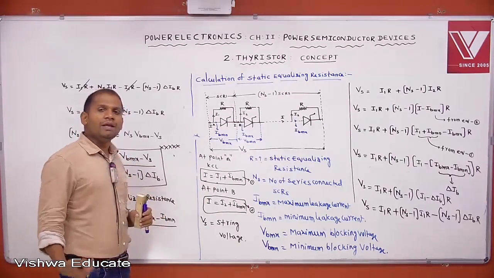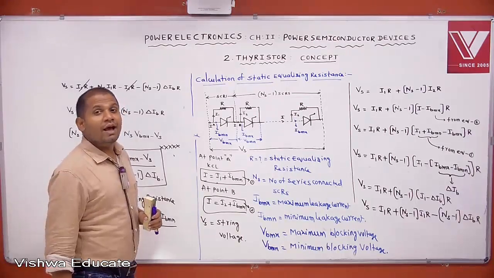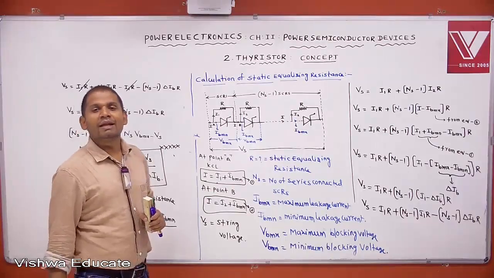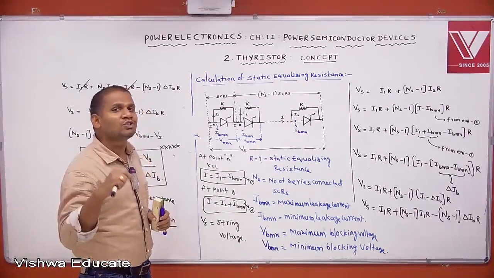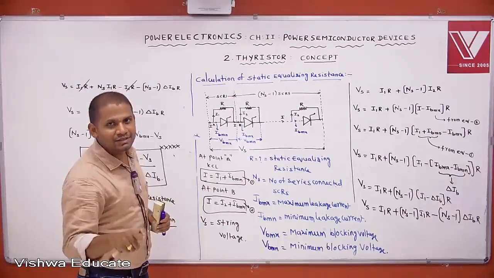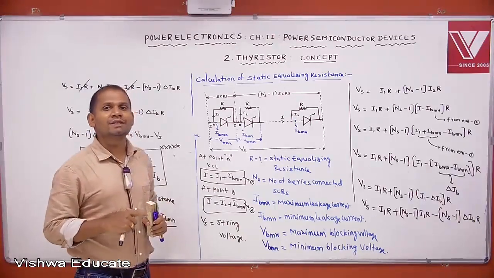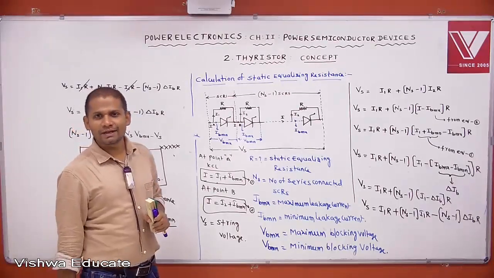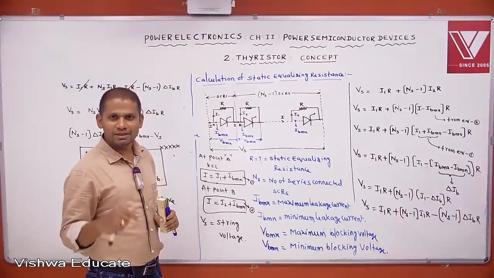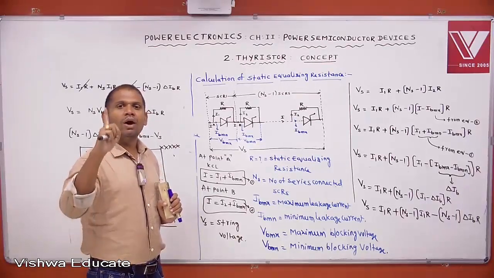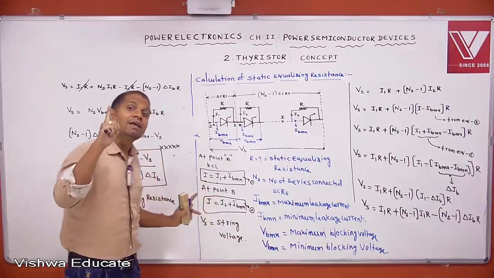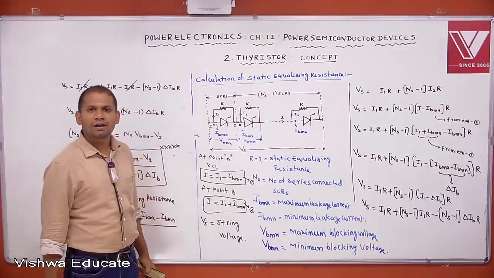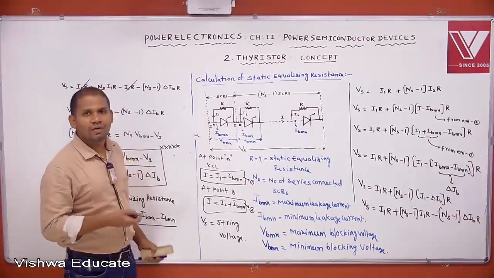Now, the remedy: you want to improve the string efficiency. In order to do that, what do you want to do? You want to equalize the voltage distribution. Indirectly, it is required to equalize the leakage resistance. One method is that different values of resistors are connected across each SCR, but practically it is a complex process. For approximate equalization, one equal value of resistance is designed and connected across each SCR. That resistance is called static equalizing resistance.